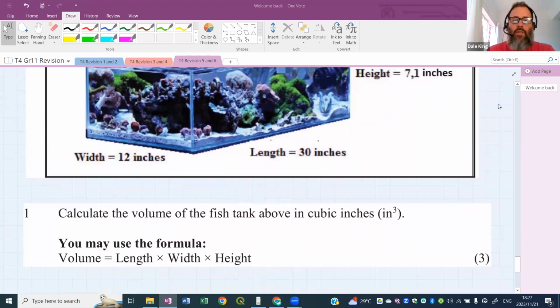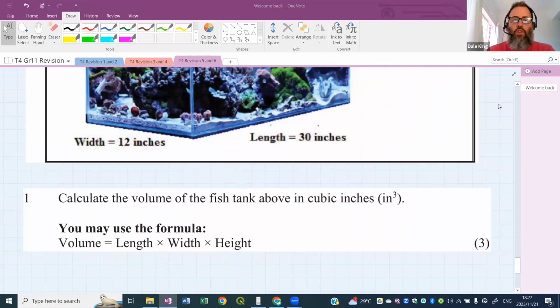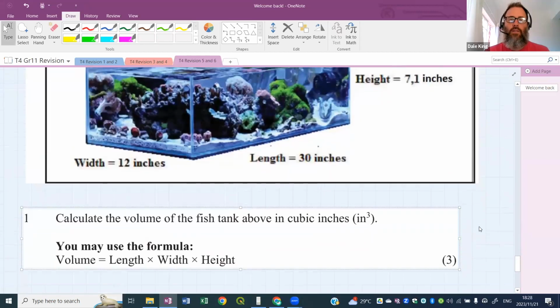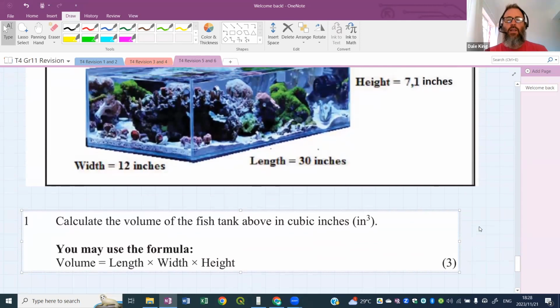All right, question number 1. Calculate the volume of the fish tank in cubic inches. Now, that's something we haven't really done before, calculating volume in cubic inches. All right, there are the dimensions. Calculate the volume of the fish tank in cubic inches. Come on, we're pros at this now. Where's the formula? There's the formula. Sub into the formula. Not that difficult. Not too bad.